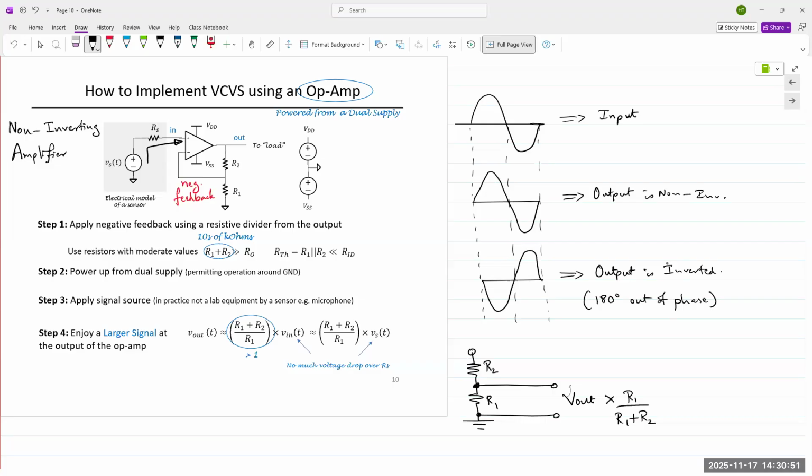So no, yeah, it doesn't work in real life. It's not going to work as well as it does in theory.